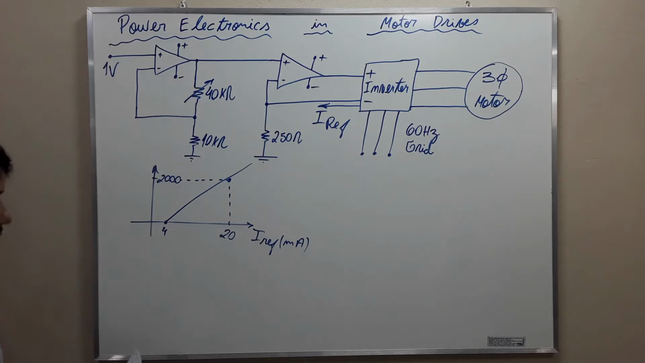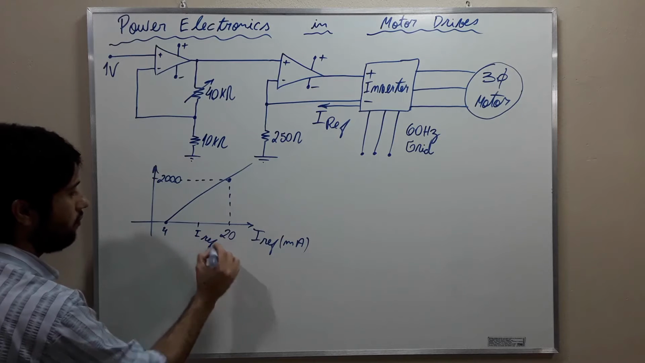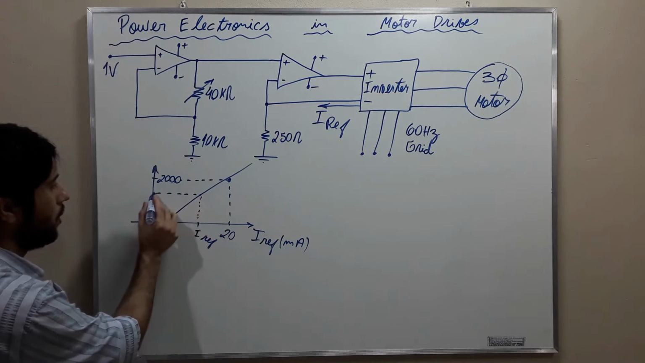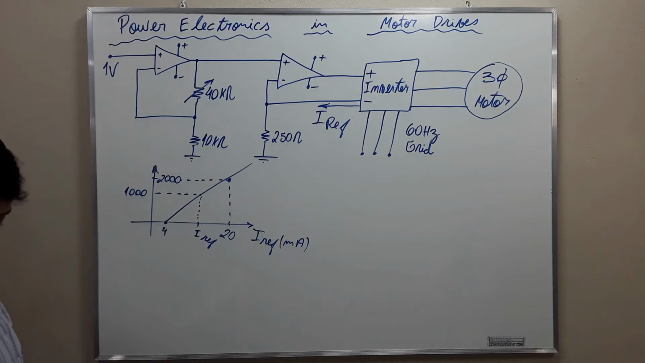What we want is the current Iref for a velocity of 1000. This is what the question is about. This is what the exercise wants us to calculate.